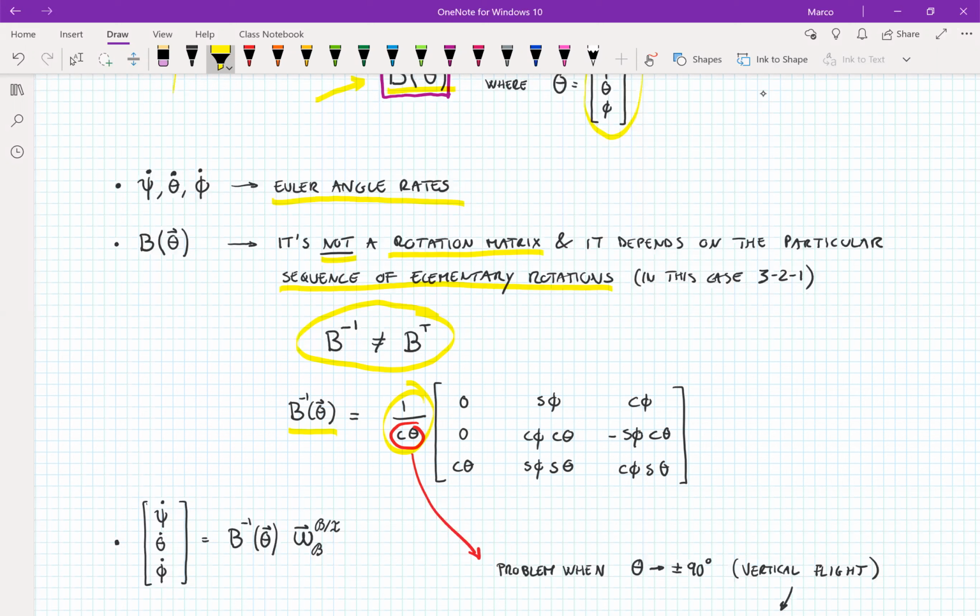It will go to infinity. So what is the physical meaning of having theta equal to plus or minus 90 degrees? Well, you recall that theta is the pitch angle. So it pretty much tells you how the nose of the aircraft is pointed.